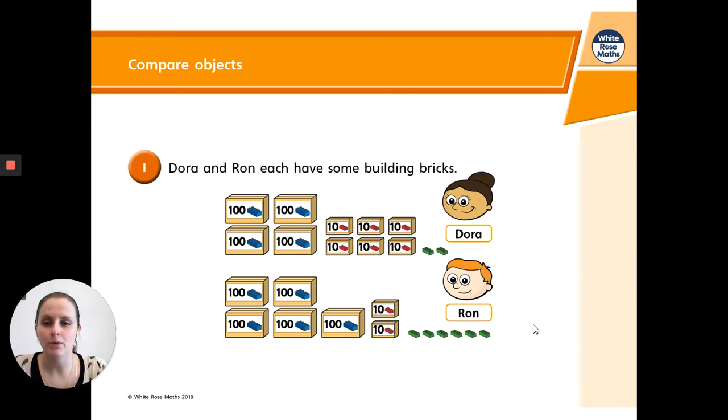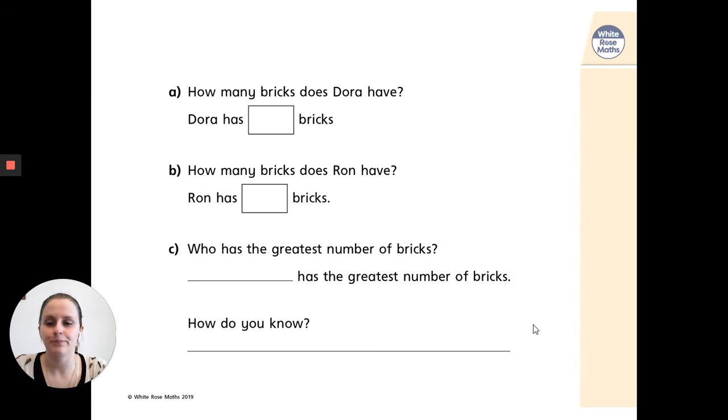So, number 1, Dora and Ron each have some building bricks. So that's how much Dora has, that's how much Ron has. Now to write that down on your piece of paper, just put how much Dora has and how much Ron has, so that we can get to the next part of our question. Okay, so you should have written down how much each of them have. If not, go back and just double check.